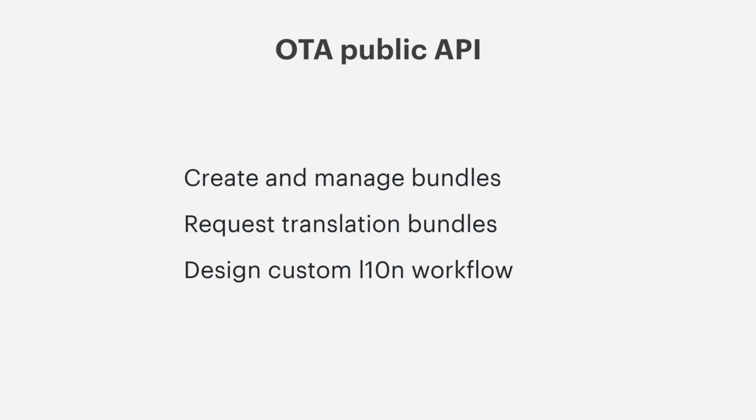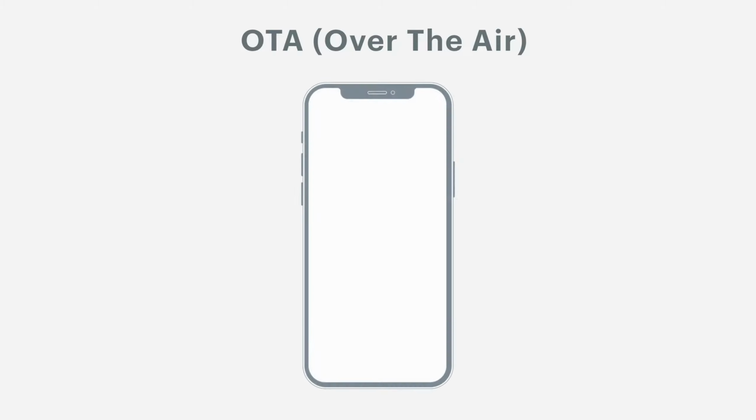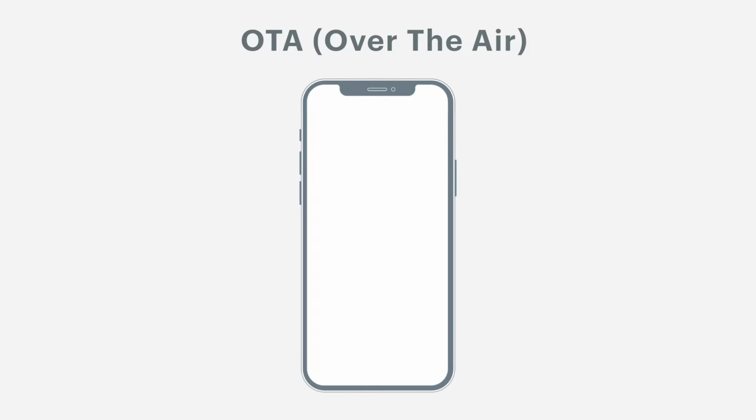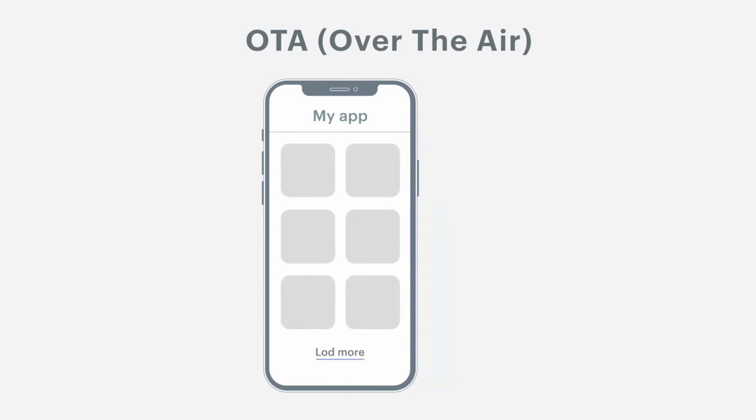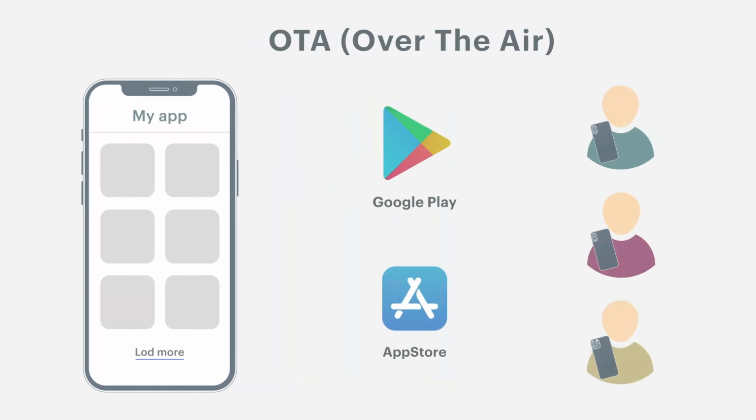To start, let's explain what Lokalise OTA means. The term over-the-air, OTA, refers to a method of updating or distributing content wirelessly. To understand the idea behind it, imagine you have released a new version of a mobile app that includes a new feature and a set of new translations. The app has been approved and users can download it from the App Store. However, later you discover that one of the translations contains a typo.